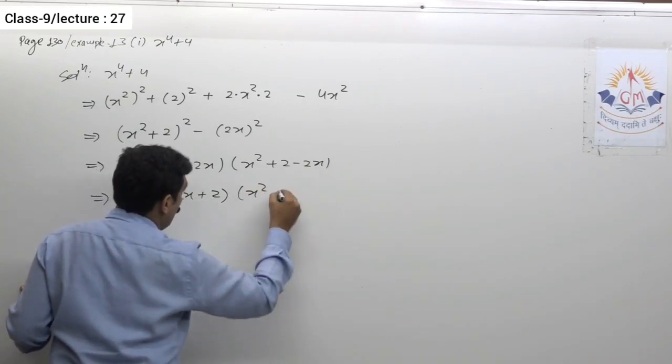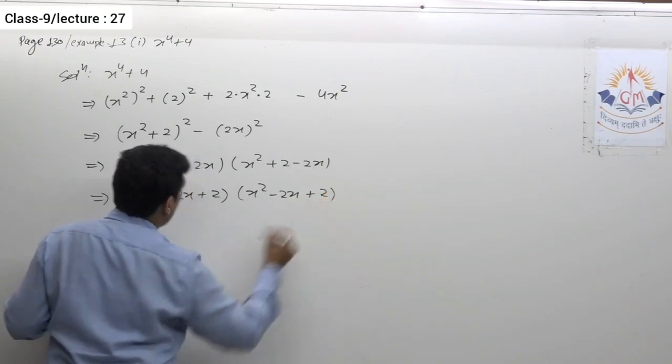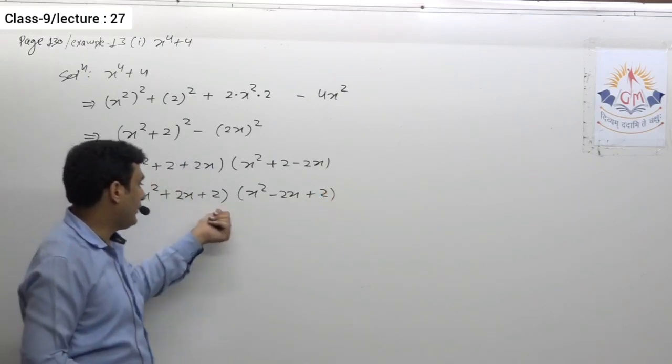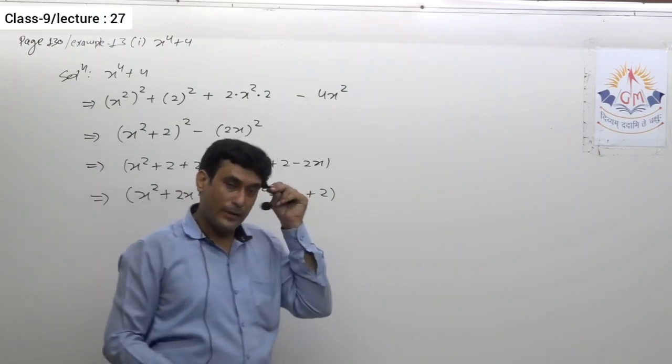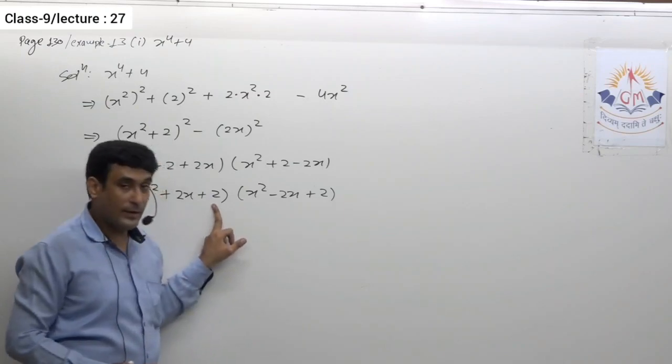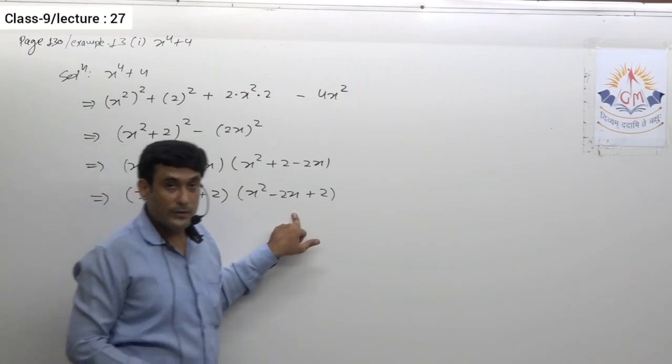Now these two are again quadratic expressions, isn't it? This is of the form ax square plus bx plus c. This is again ax square plus bx plus c. So we have to check whether it is possible to factorize these two further or not.